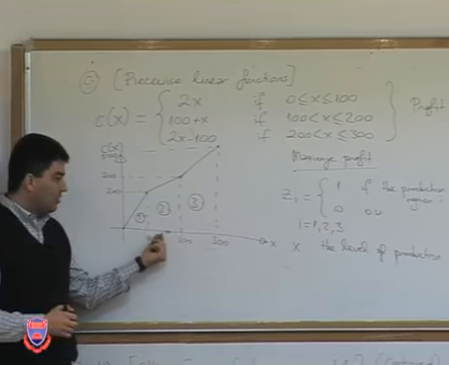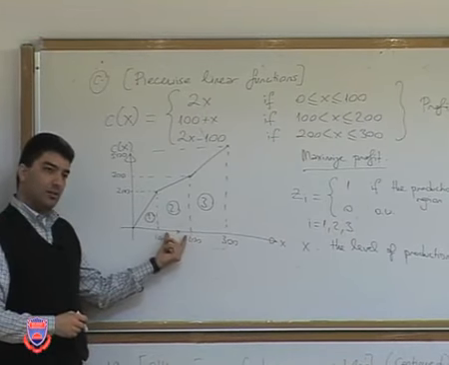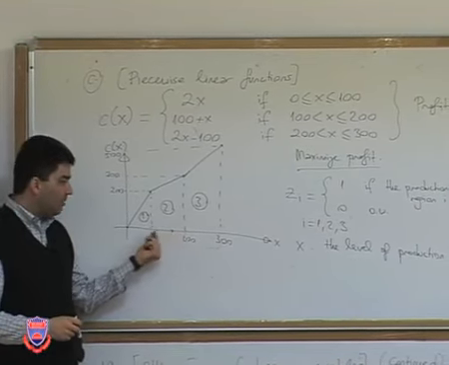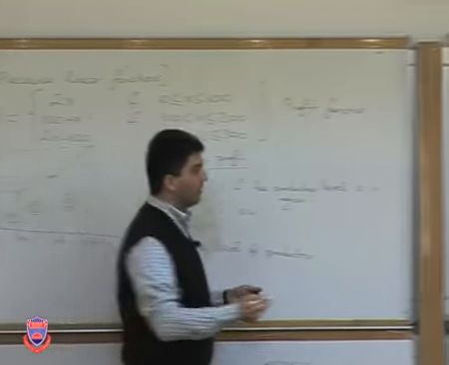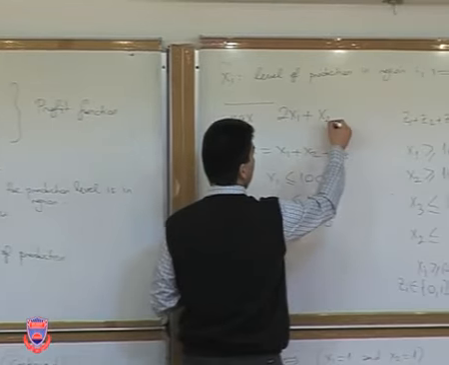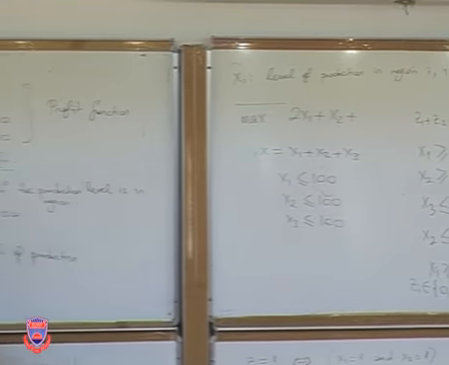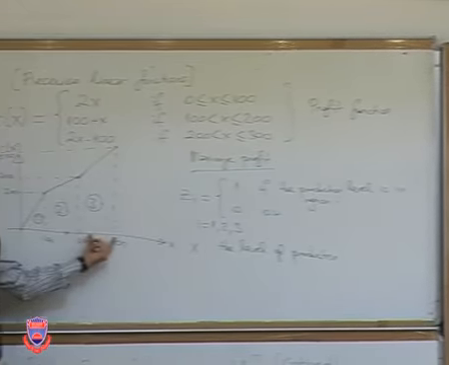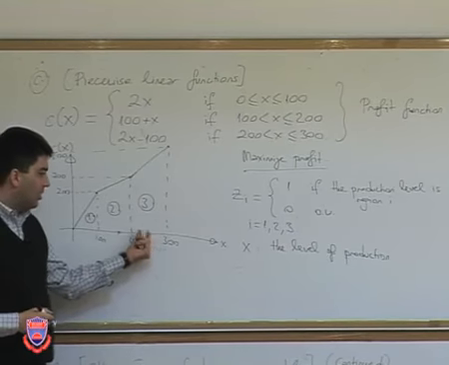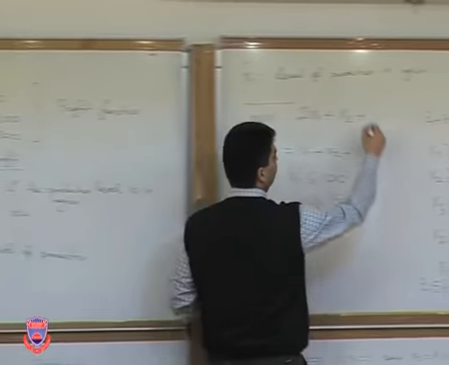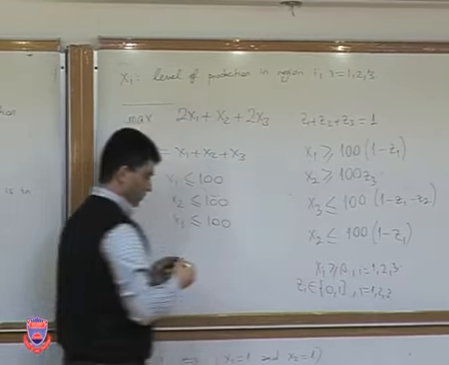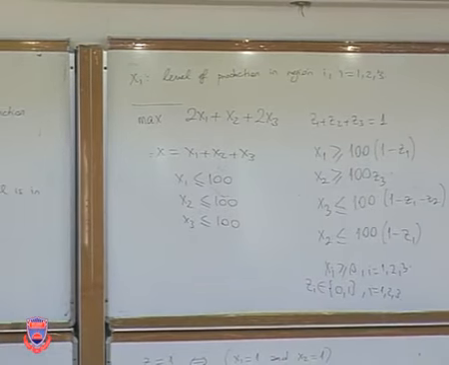Now, what is the contribution of each unit in the second region? Only 1. How many units do I produce in the second region? x2. So as a result, I'm going to have 1 times x2, or just x2, plus I have the third region, and each unit brings me a profit of 2, so I'm going to have 2 times x3. And that's exactly my objective function, right?